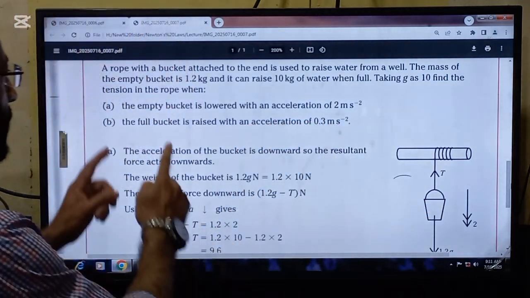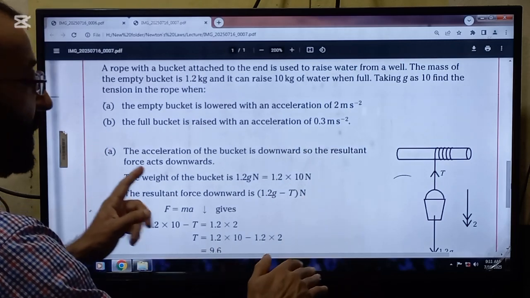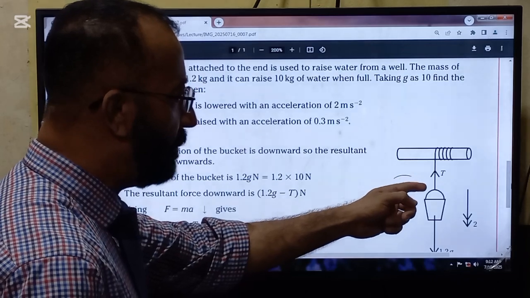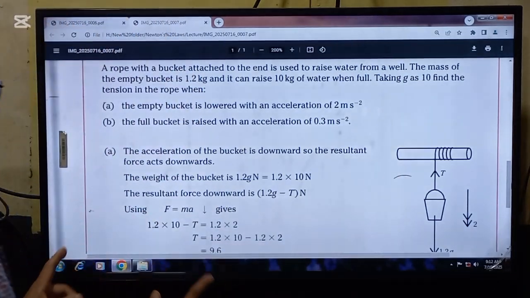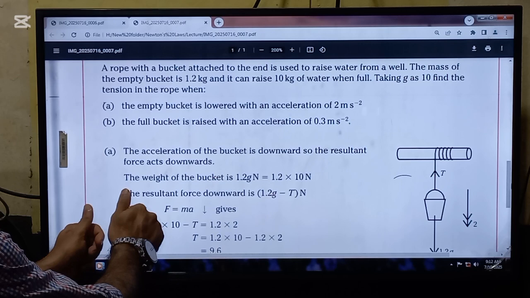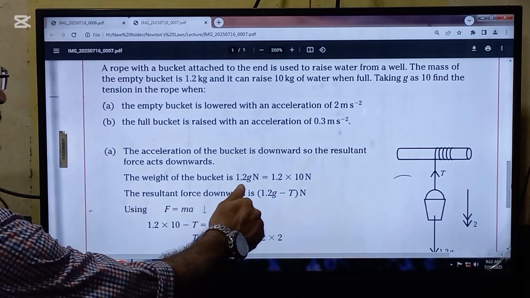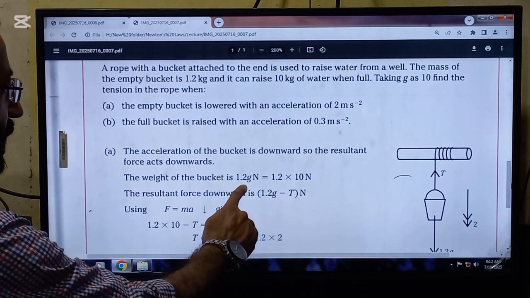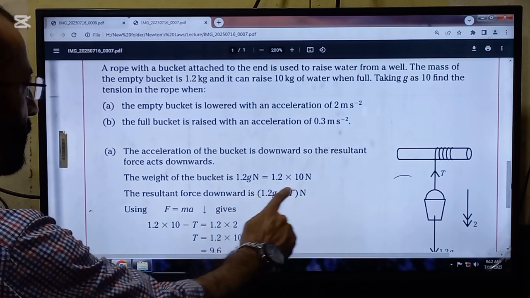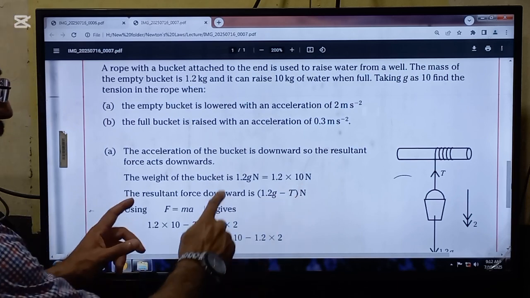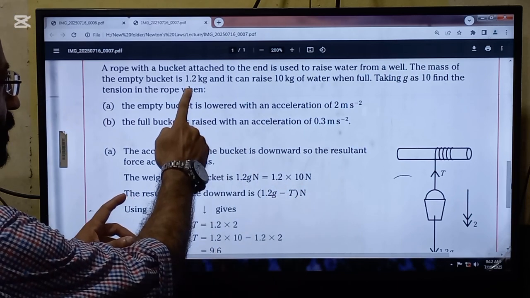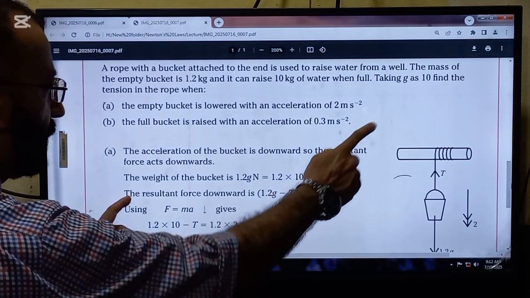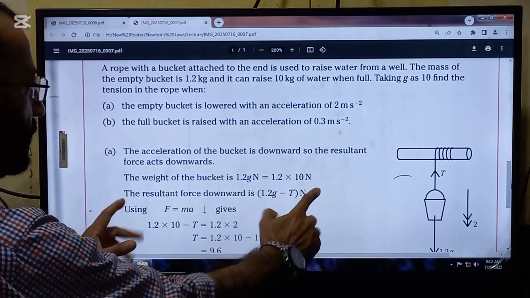So in part A, the bucket is lowered. So it means the weight of the bucket will be greater than the force which is in the rope. So look now, the mass of the bucket is 1.2 kg, multiplied by 10. So 1.2 into 10 will be the weight of the bucket because the formula is W = mg. m is 1.2 and g is 10. So that's why 1.2 into 10 will be equal to 12 newtons.